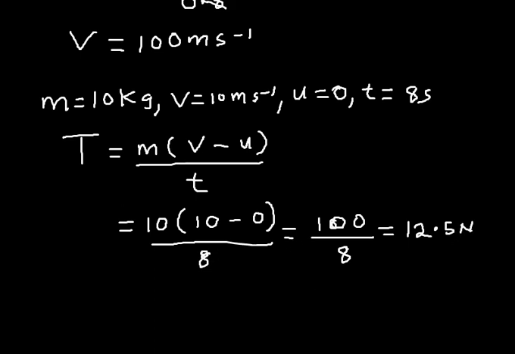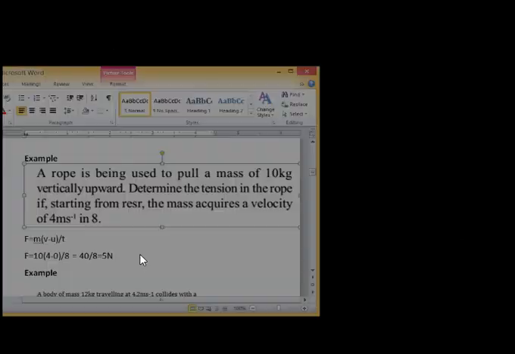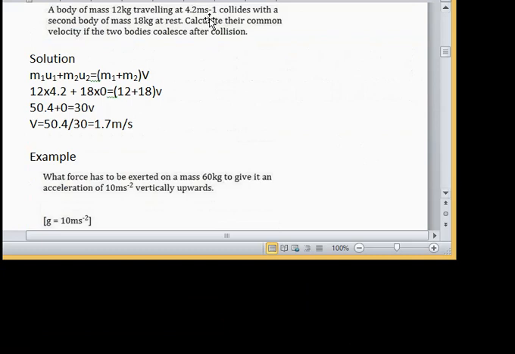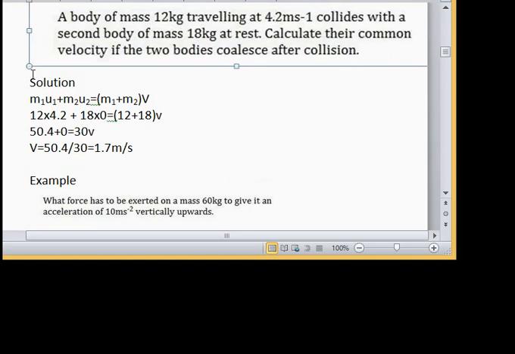All right, so let me clear up so that we continue. Another question. A body of mass 12 kg traveling at 4.2 meter per second collides with another body, second body of mass 18 kg. So this is definitely the third law and inelastic collision, if you can remember. Okay, so the first body is M1 and we're told it's 12 kg.